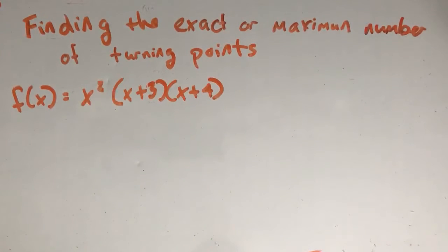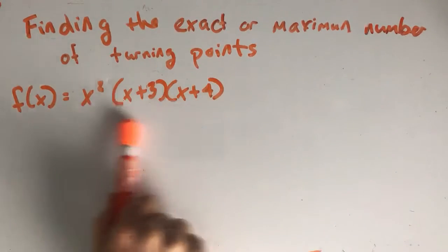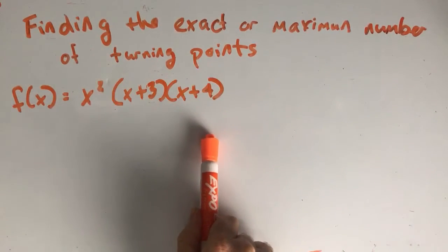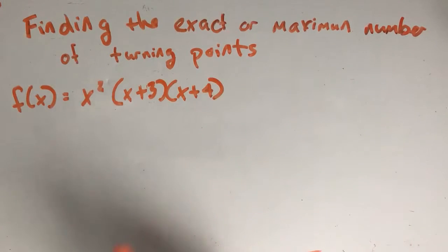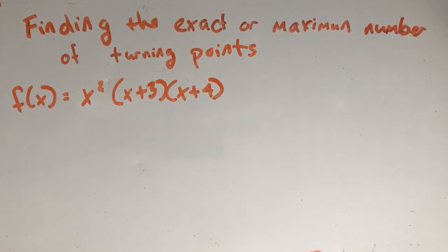Today we're going to be finding the exact or maximum number of turning points for a function, okay? So I'm going to look and see if I were to graph this, I want to know how many turning points there are, or is there an exact number of turning points or a maximum number of turning points? And what I'm going to do is find the degree of this function, okay?